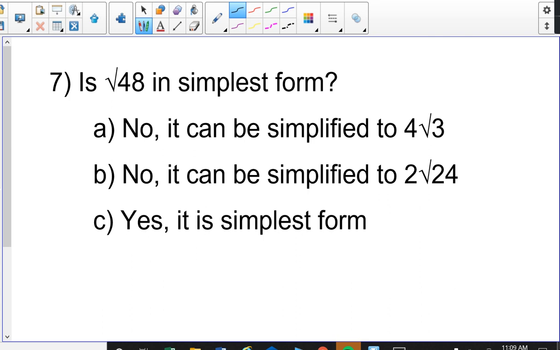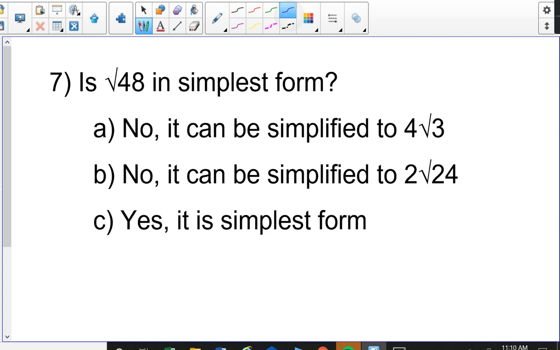When I think of a radical being in simplest form, that means that inside that root there are no perfect squares. 48 happens to not be a perfect square. But we're not just looking at the number itself, we're looking at the factors of that number. Is there a way I could rewrite 48 by factoring it? That means writing two numbers that multiply to 48, and one of those numbers will be a perfect square. Well, actually, 48 has two perfect square factors.